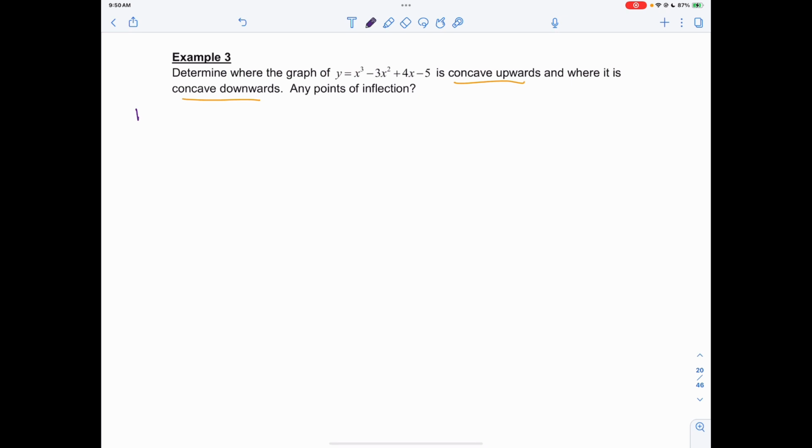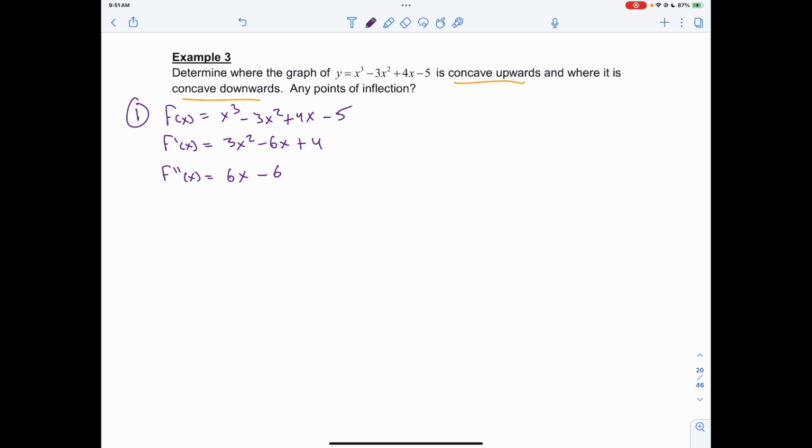So to start with, if f of x is equal to x cubed minus 3x squared plus 4x minus 5, then f prime of x is going to equal 3x squared minus 6x plus 4, and f double prime of x is equal to 6x minus 6. I can also factor that down to 6 times x minus 1.